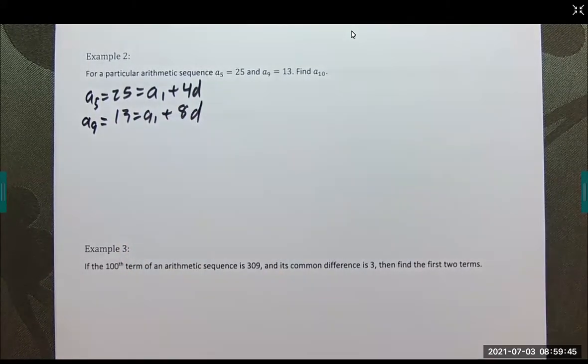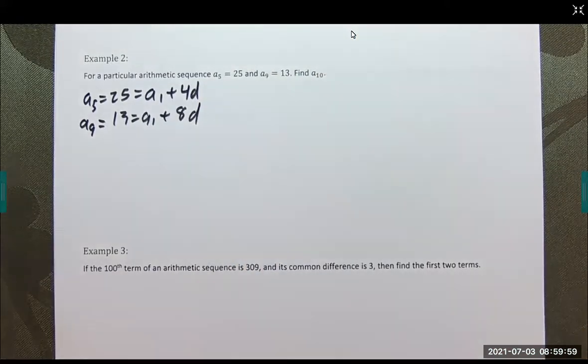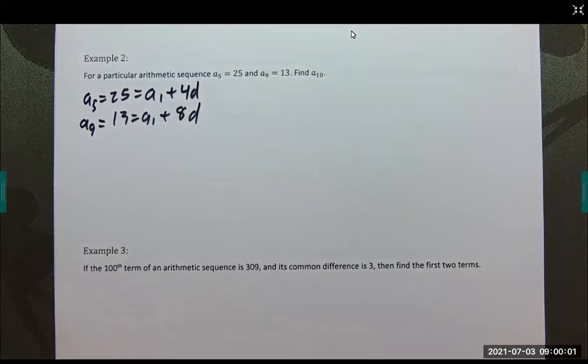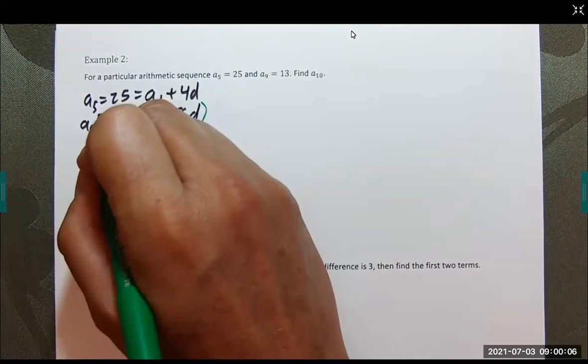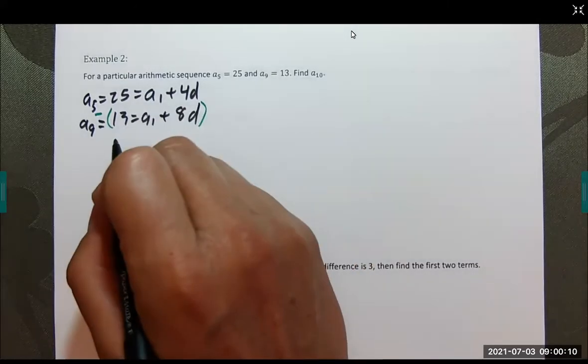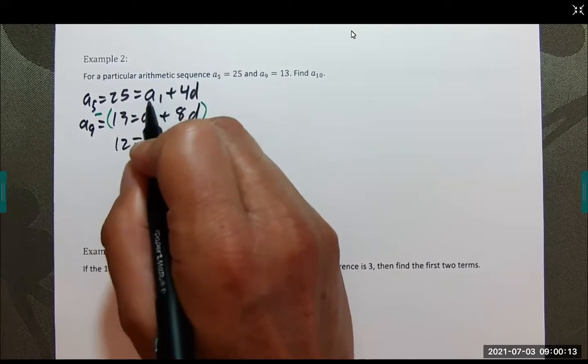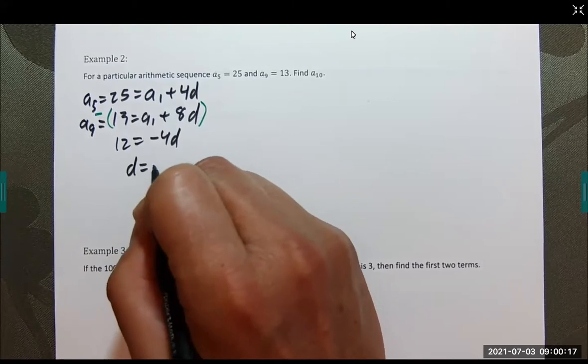And what we can actually do is, we now have a system of equations, which you might remember from a previous lesson. And what we're going to do is we're going to subtract this equation from this equation. So we're going to subtract. Let's do this here. Minus. So here we're going to get 12. Here the a sub 1's cancel. And we're going to get negative 4d, which means d is negative 3.